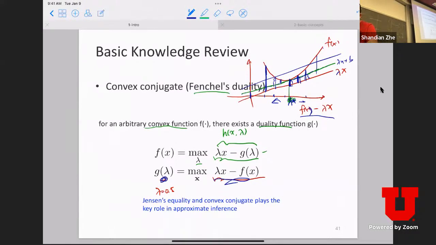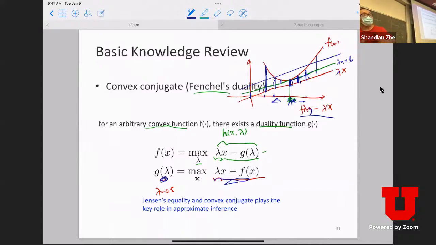For each lambda, we're going to get a function. So g of lambda is an actual function. G of lambda is a function itself, so it's a mapping, right? For each particular lambda, you have a g of lambda. For another different lambda, you have another g of lambda. So actually it's a mapping, a function. Lambda, in general, is just in the real space.